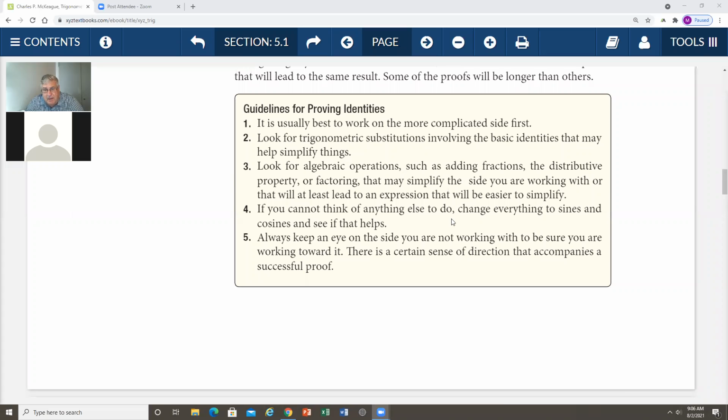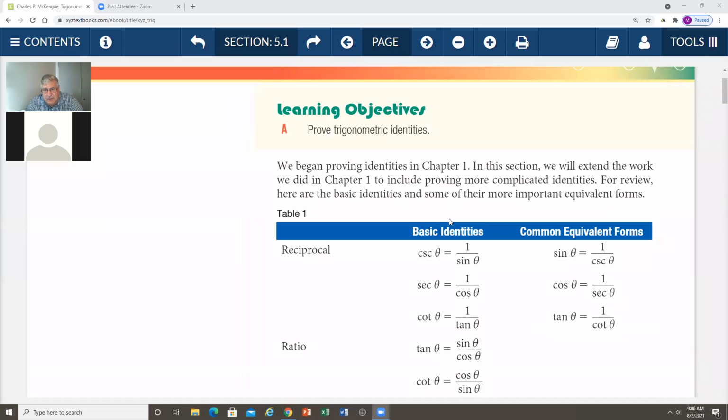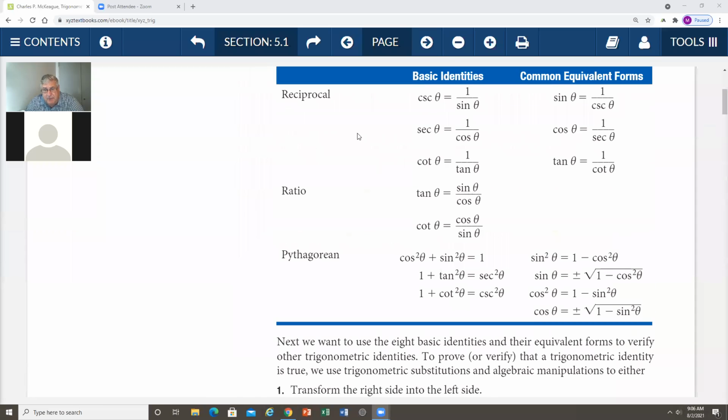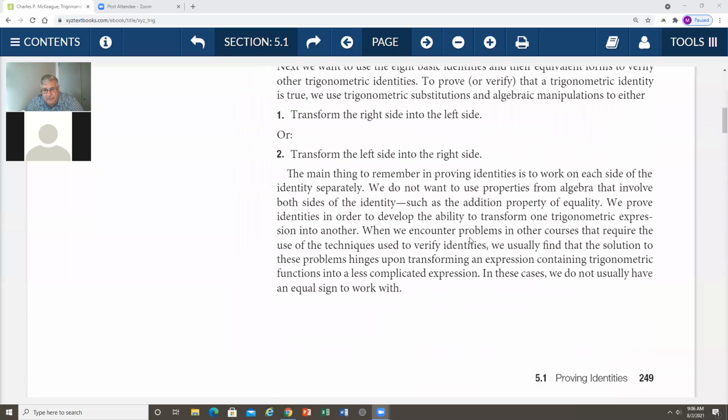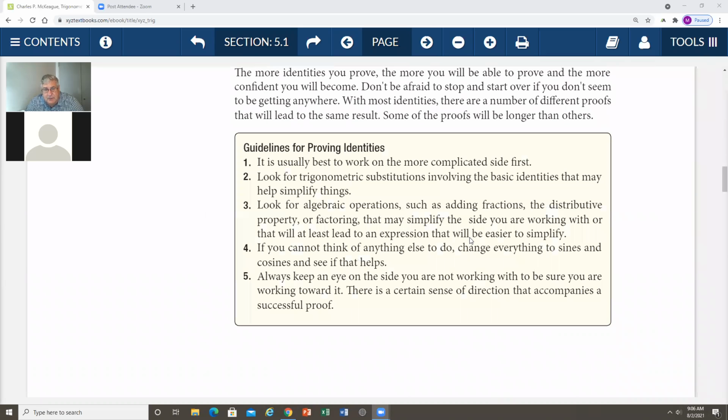So obviously we might have to tap into our aforementioned basic identities up here, the reciprocal, the ratio, or the Pythagorean identities to help us. Number three, look for algebraic operations such as adding fractions. Of course, whenever you add fractions together, you always need a common denominator. The distributive property or factoring may be necessary. So our factoring skills with polynomials back in algebra may come back to haunt us.